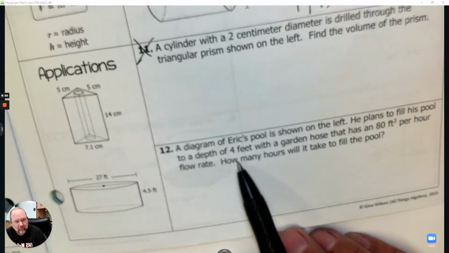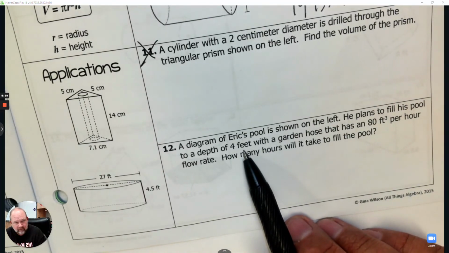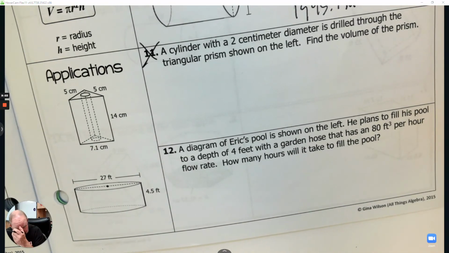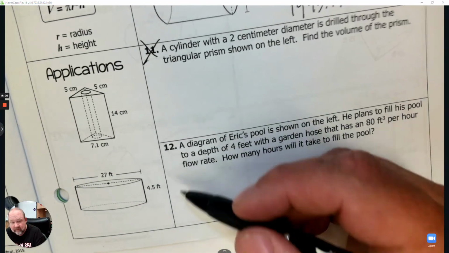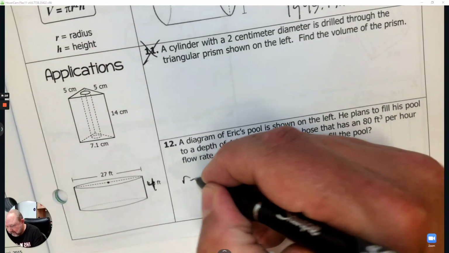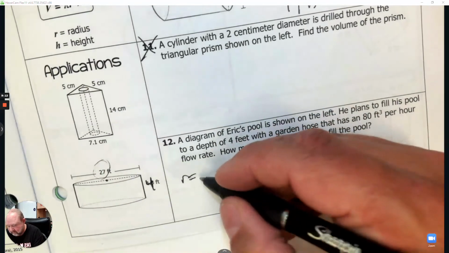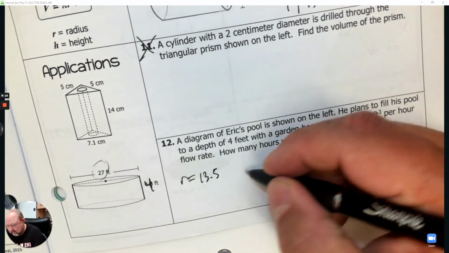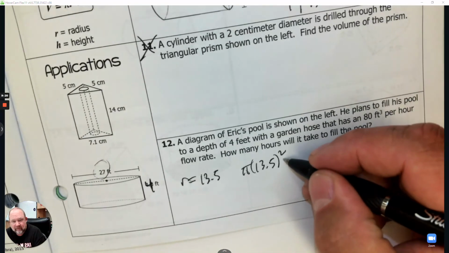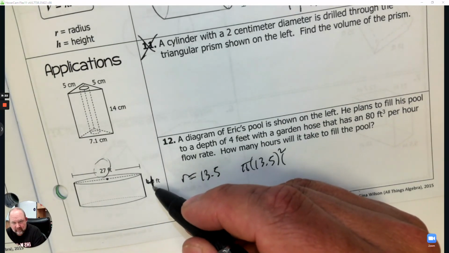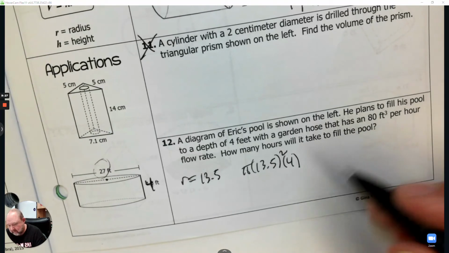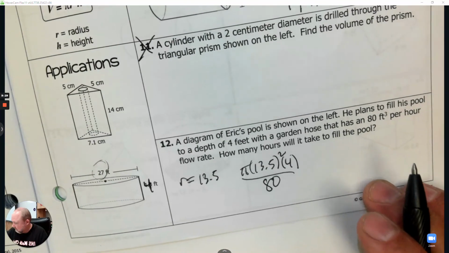This is a picture of a pool. Plans to fill the pool to a depth of 4 feet with a garden hose that has 80 feet cubed per hour flow rate. How many hours will it take to fill the pool? So if you're going to fill it up to 4, this is going to be 4. And so the radius is half of 27. That's 13.5. So it's pi r squared times the distance between that, which in this case would be 4. And that's the volume. And then divide that answer by 80 to see how many hours that would take.